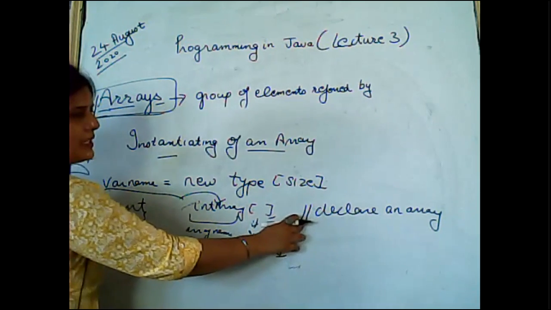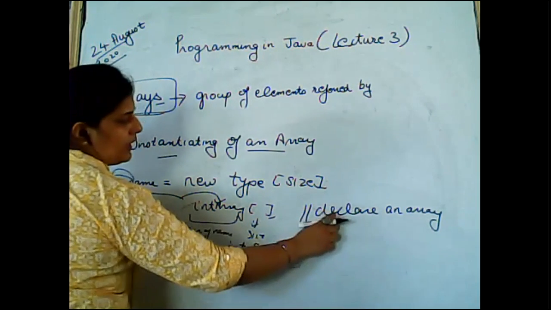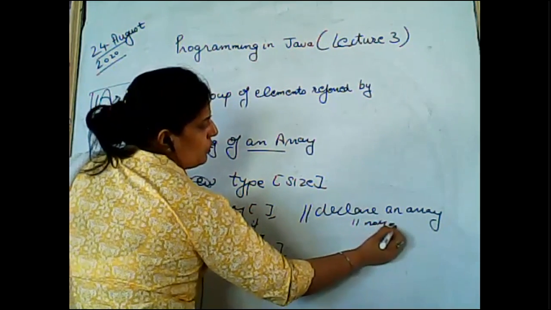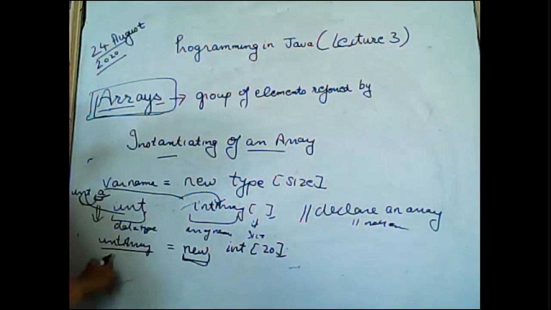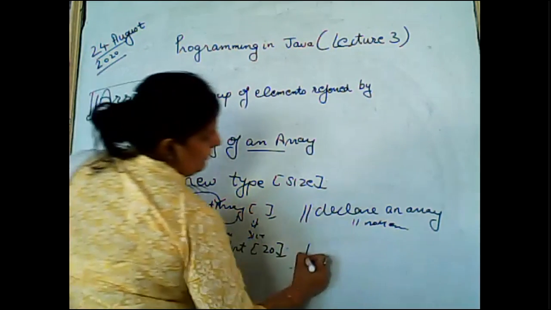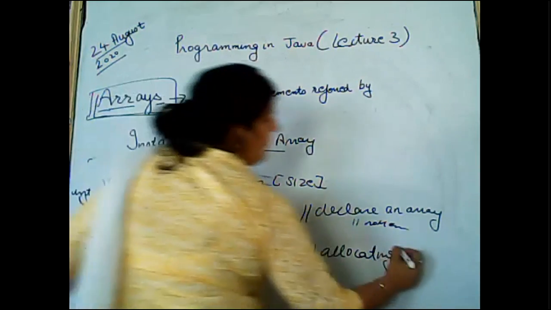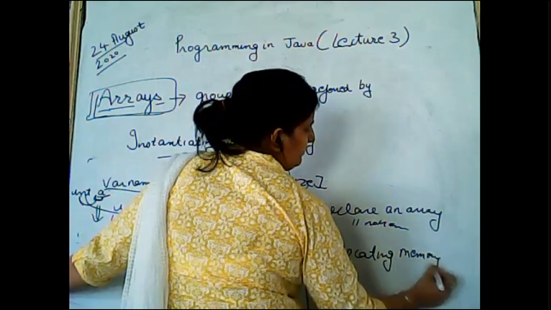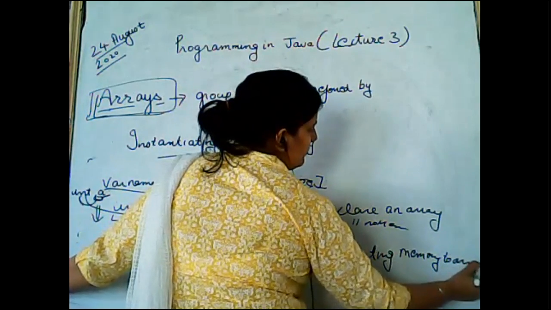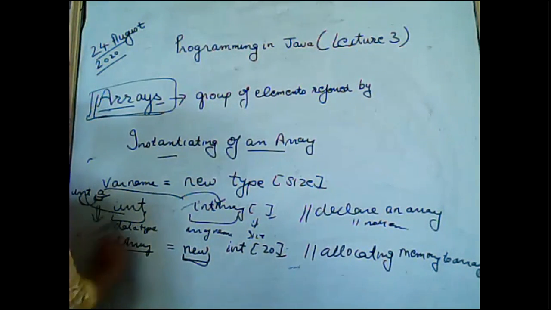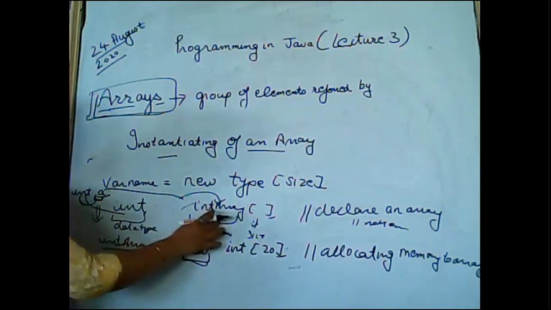So when you are declaring a particular array, you are not allocating any type of memory. Okay, so no memory is there. But when you are defining an array with the new operator, that means you are allocating memory to the array. So here we are allocating memory to the array. Fine. So this is how we define the declaration of an array, where we are just defining a data type and the name of the array.